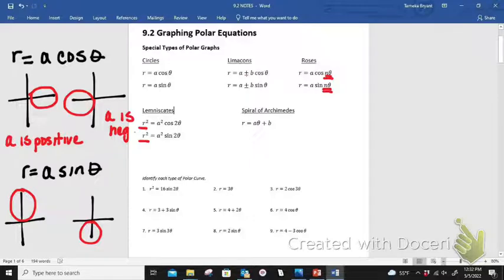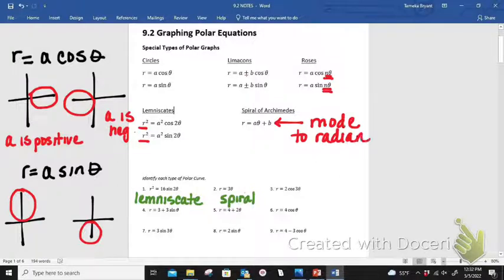So what do you think number 1 would be? It's the only one with an r squared. Yeah, so lemniscate. Anytime you see an r squared, that's what that is. That's the only one that is an r squared. Number 2 doesn't have a sine or a cosine, so that's a spiral. Now when you graph a spiral, you have to switch your mode to radians. We won't be graphing those though, because that's not going to be on your project.